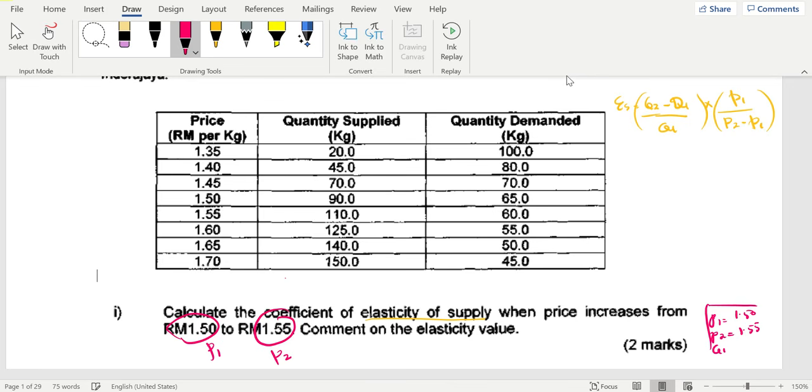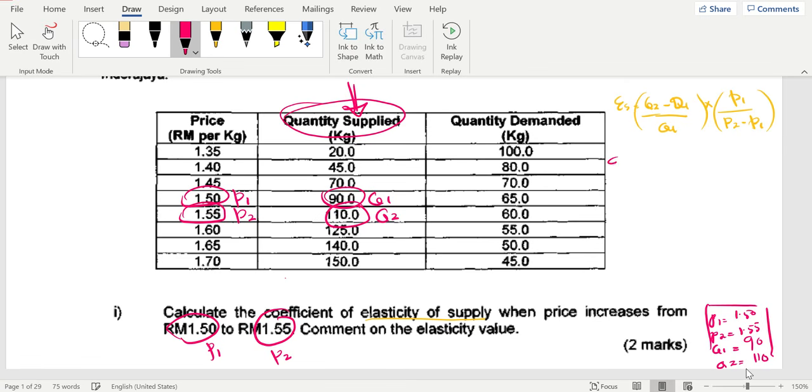How to get Q1 is from the box. But be careful because in ES, you must refer to this box. This one. Okay, so 150 is your P1, which means that this one will be your Q1. 155 is your P2, so this one will be your Q2. So Q1 equals 90, Q2 equals 110.